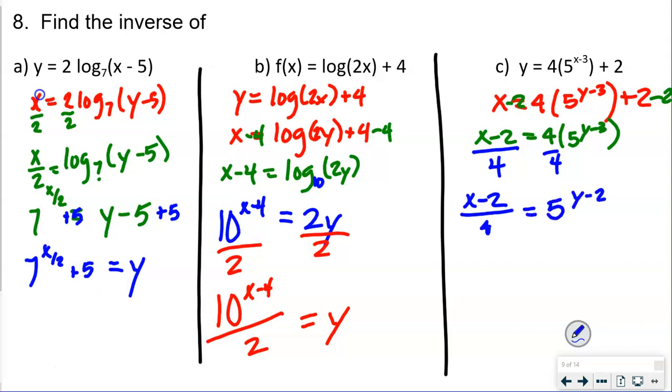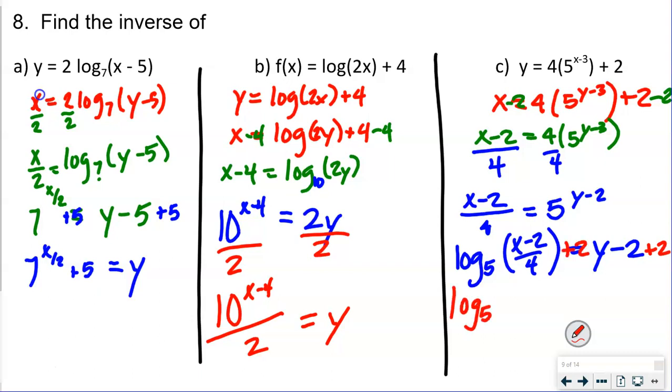So now we can put it in log form. So remember, our base is our base, so it's going to be log base 5 of what's on the left over there. So that's x minus 2 over 4, and that's going to be equal to y minus 3. So to simplify this, we're just going to add 3 to both sides. And that's going to give us our answer, log base 5 of x minus 2 over 4 plus 3. That's what's equal to y.